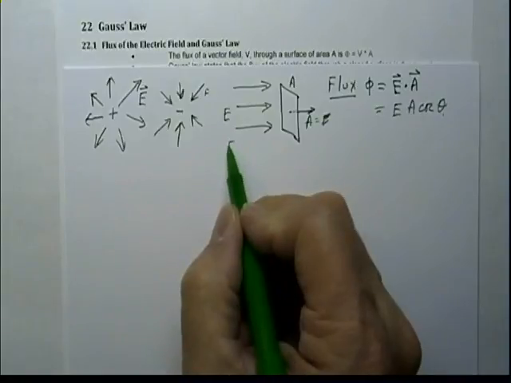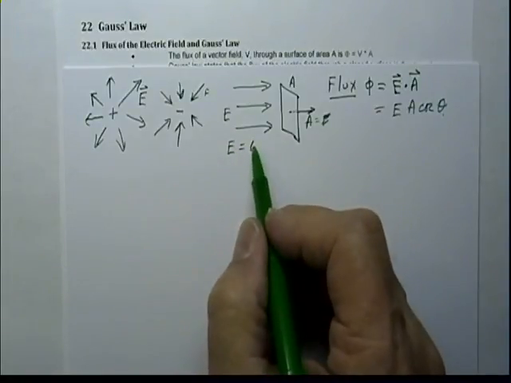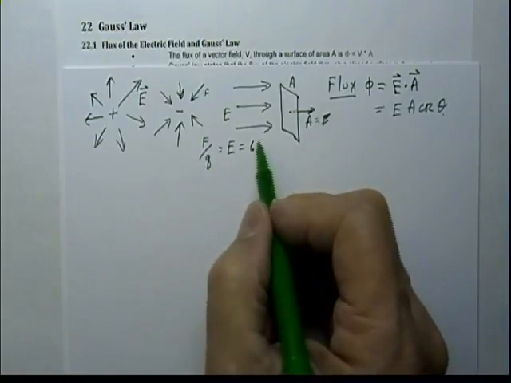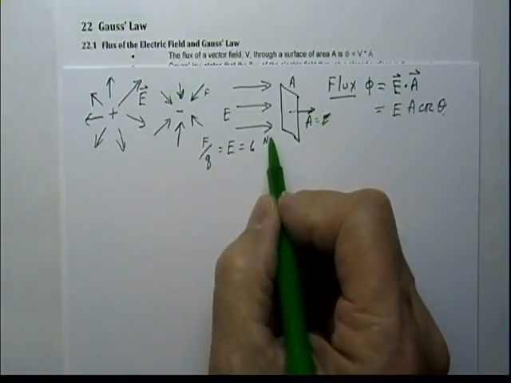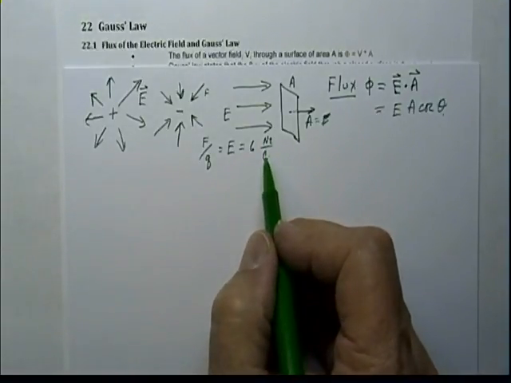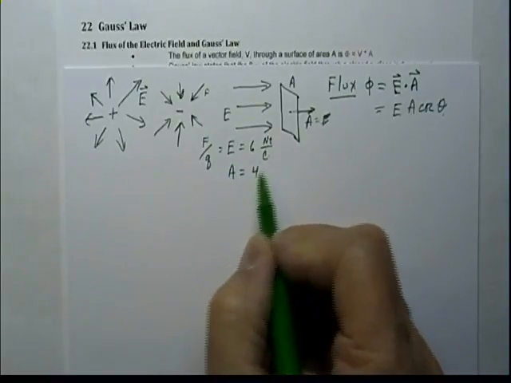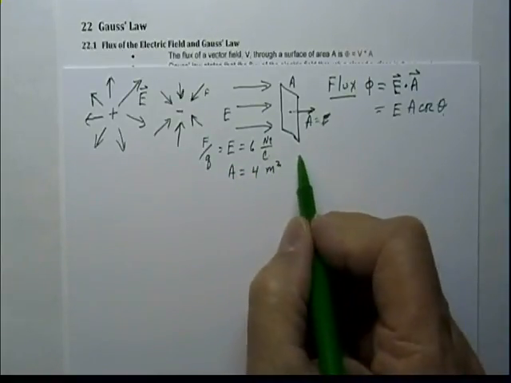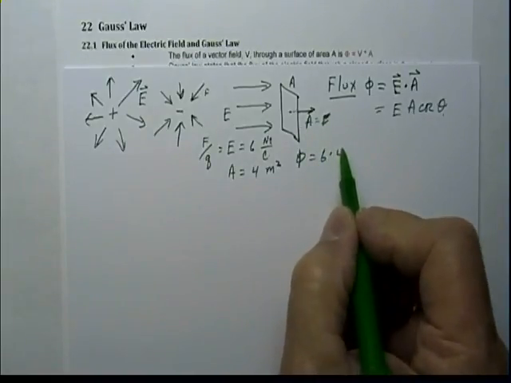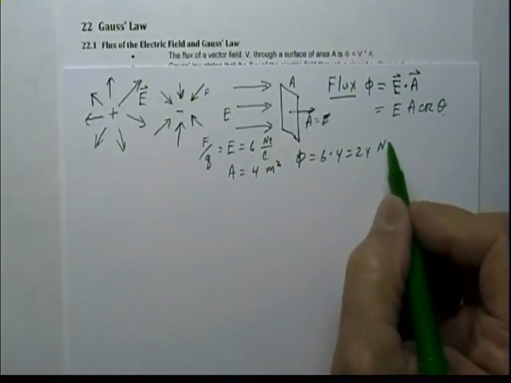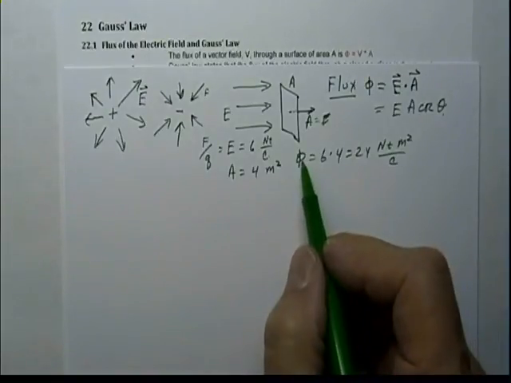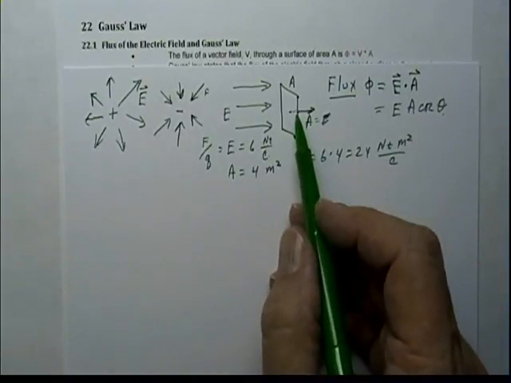So if you had an electric field which is equal to 6, now what is that 6? You recall that the electric field is the force per unit charge. So this would be newtons per coulomb. So if we have an E that's 6 newtons per coulomb, and we had an area that's 4 square meters, then the flux phi that would be defined by this would be 6 times 4, which is 24 newton meters squared per coulomb. And that would define our flux that went through this surface.